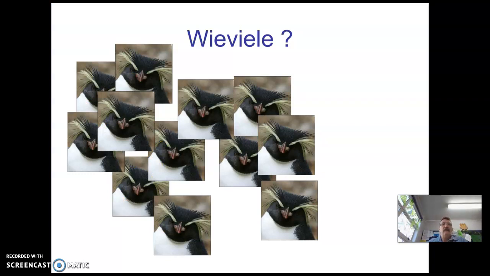Now we're going to have a look at here. Wie viele. Wie viele means how many. So what I want you to do is write the little heading penguins. Wie viele? How many penguins? 1, 2, 3, 4, 5, 6, 7, 8, 9, 10, 11, 12. There are 12. So write the number 12 and write it as a word. 12. Okay.